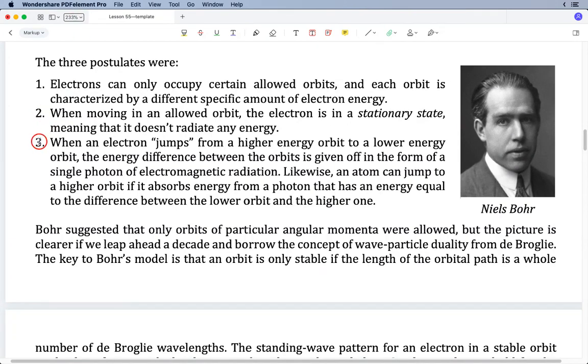And then the third postulate is that the electron can jump from one energy level to another. So it can go from a lower energy level to a higher energy level if it absorbs a photon. And it can go from a higher energy level to a lower one if it emits a photon. And the photon that it emits or absorbs needs to have an energy that's equal to the difference in energies of the levels. And so I thought it might be helpful to just provide a visual of what Bohr's model actually looks like.